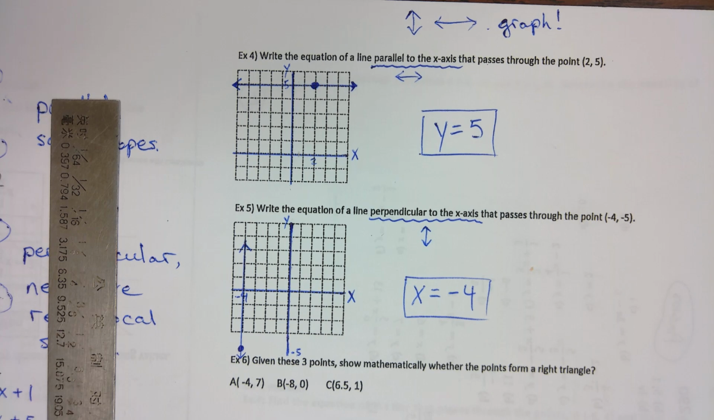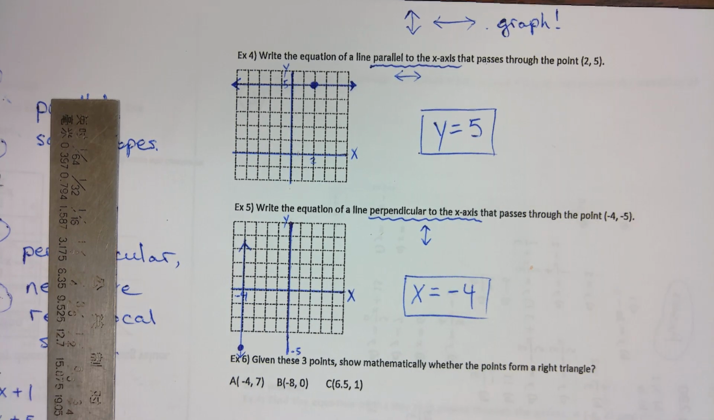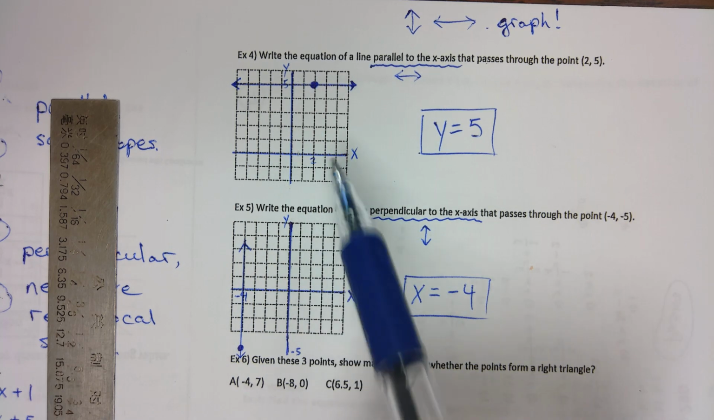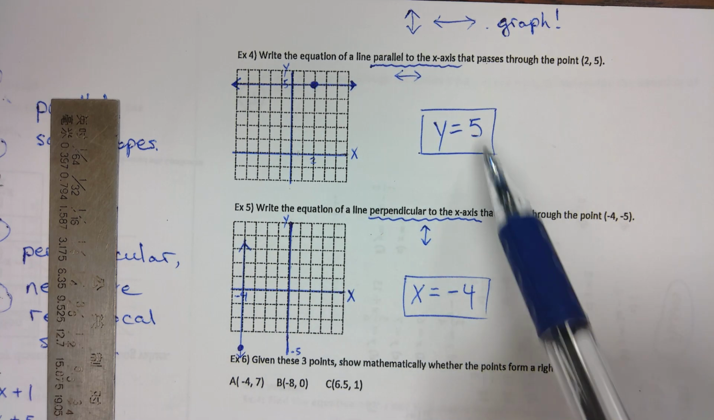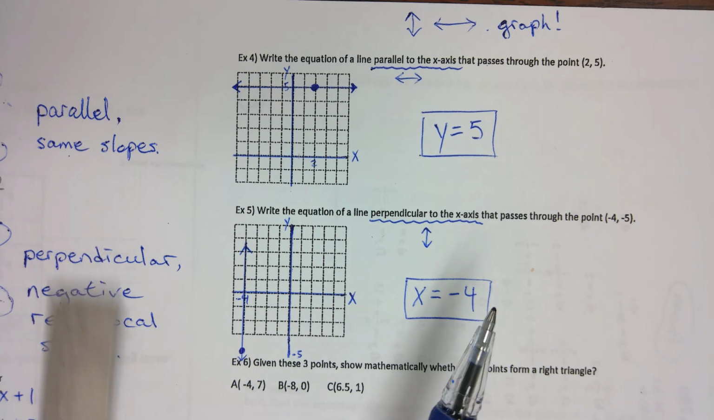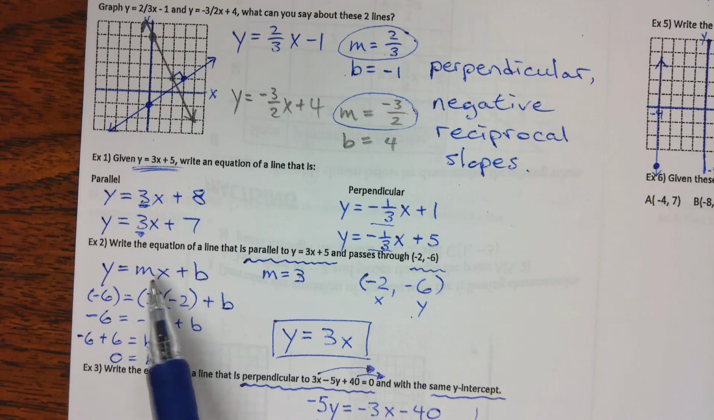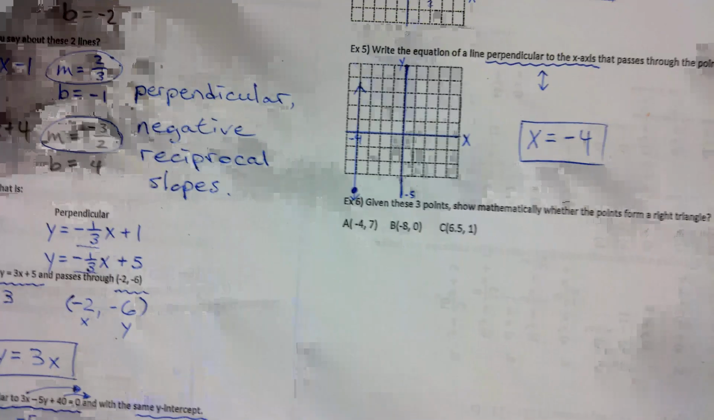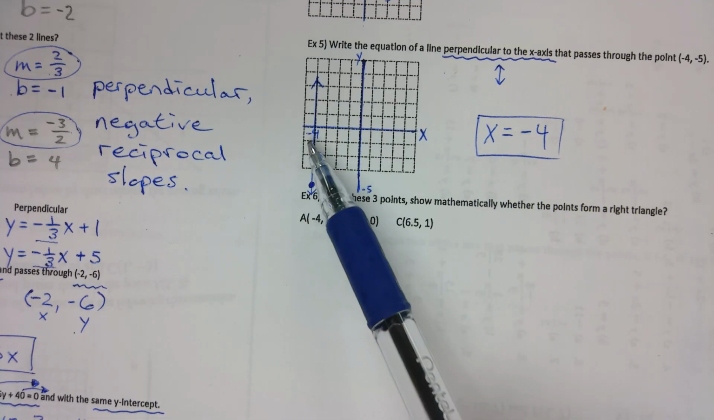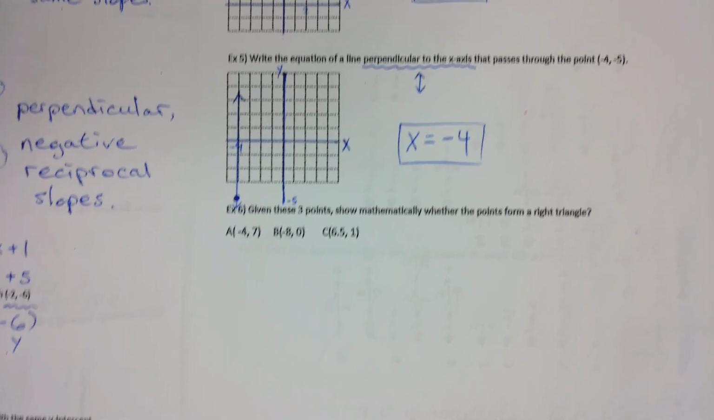So that's why I was saying that for these questions where you get horizontal or vertical lines, it's easiest to just do a quick little sketch to figure out the equation. With a vertical line, remember the slope is undefined, so we can't substitute it into y equals mx plus b. It won't work. So there you go.